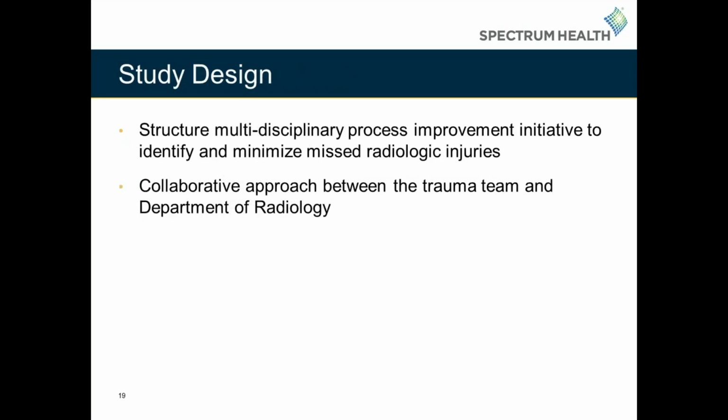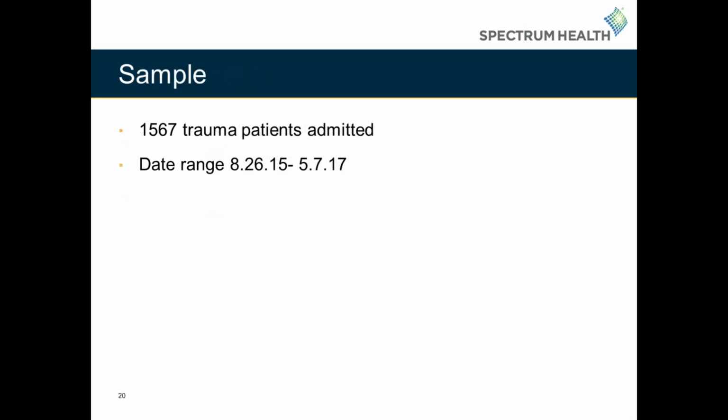So the design of this was more of a quality improvement initiative, and the goal was to reduce missed radiologic injuries. This is a collaborative approach between the trauma team and radiology, the trauma PI team, but we also don't want to leave out neurosurgery, ortho spine, and ortho, all of them as well, because there are missed injuries from those services as well. But this collaborative approach has really developed a nice relationship with the radiology department.